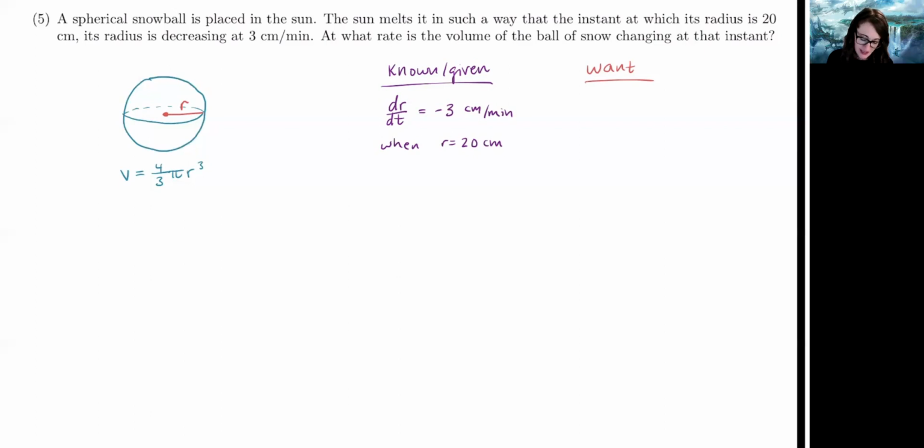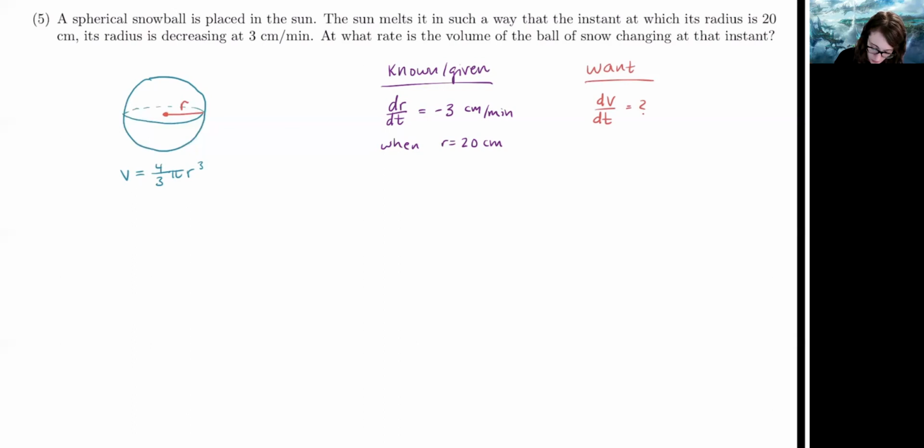So that's from the second sentence. In the third sentence, it says at what rate is the volume changing? So we want dV/dt at that instant in time. So in other words, when r is 20 and dr/dt is negative 3. I think that's all the information we can take from these few sentences here.